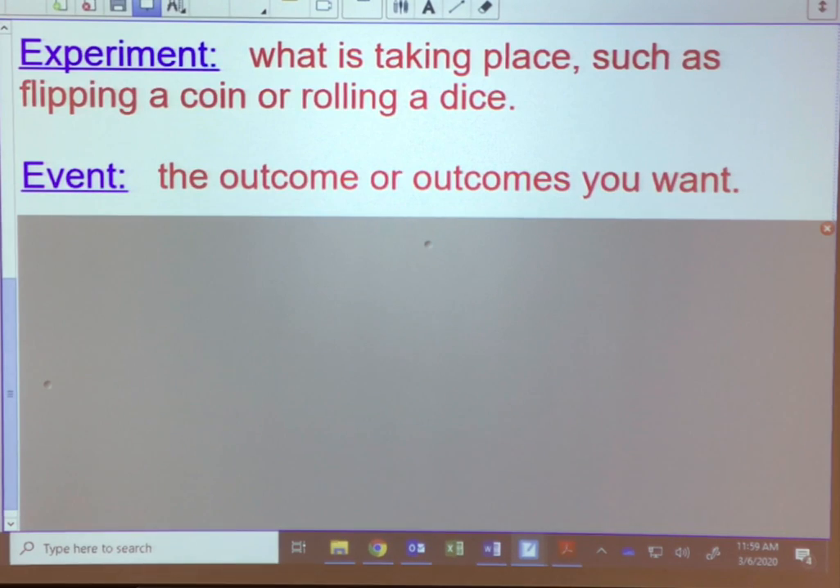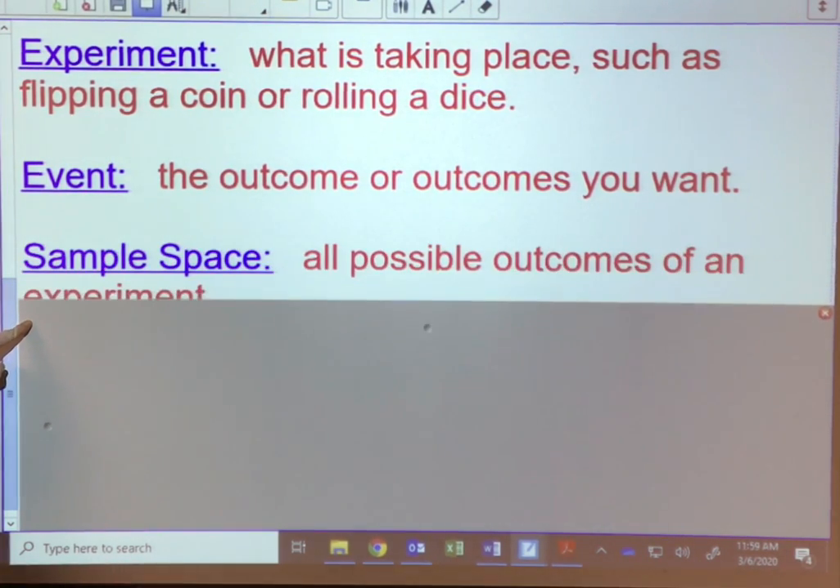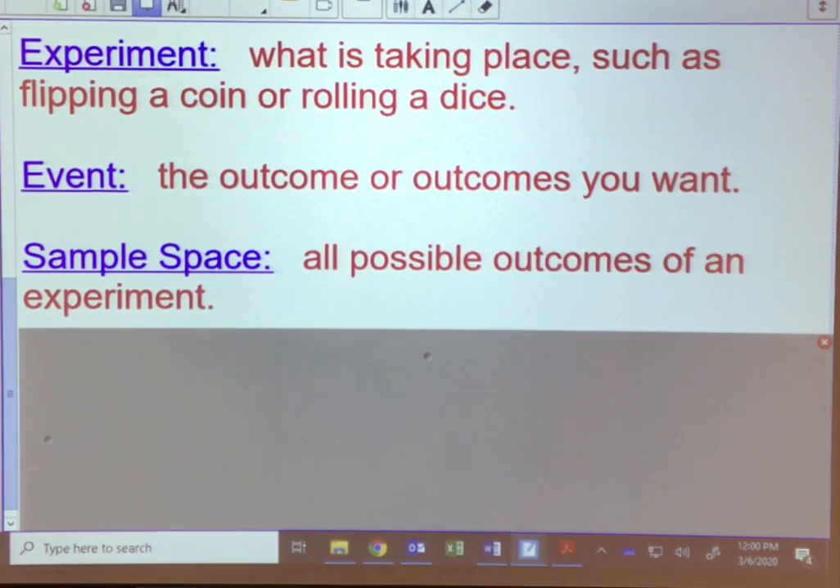An event is the outcome or outcomes that we want. Okay? So going back to that probability of a 6, that 6 is what we want to happen. A sample space is all the possible outcomes of an experiment. Okay?